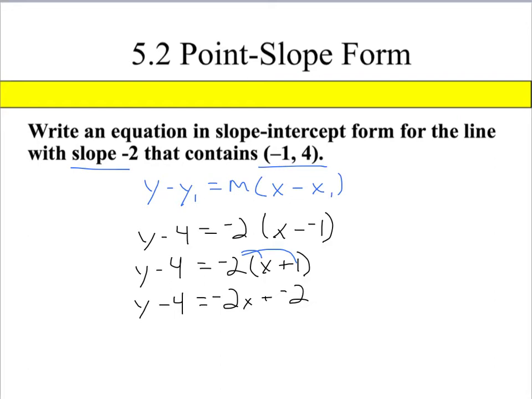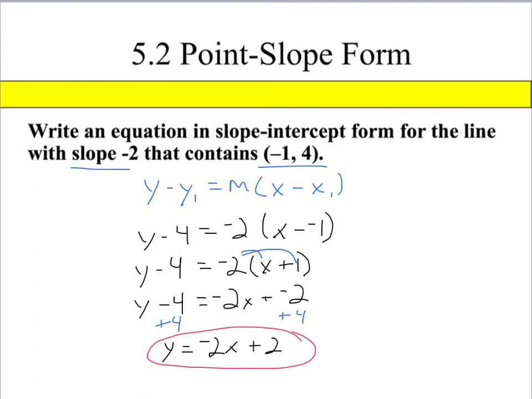From here, I need to bring my 4 over so I can solve for y. Add 4 to both sides. Why don't I add that 4 to that negative 2x? Because 4 is a number. So my final answer is y is equal to negative 2x plus 2. And I'm done. Okay, I just put it into slope-intercept form. Make sure if you have any questions, let me know. Okay, and I will answer those questions when possible.